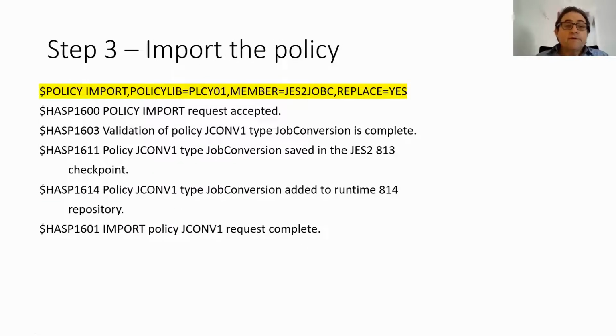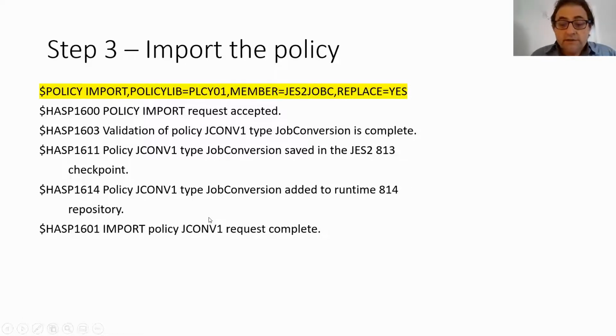And then I need to import the policy. So I give it the name of the policy lib that I specified on the previous add policy command, and I give the name of the member in the data set. And then I can optionally say replace equals yes, which means that if there's already a policy with a name that's found in the JES2 job class member, it'll override it. The default is no. And then it gives me the whole story here about it being converted, and it goes to the JES2 checkpoint, it goes to the runtime repository, whatever that is. I really don't know. And then the request is complete.